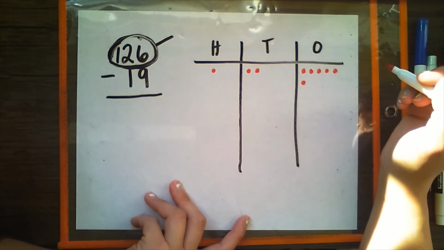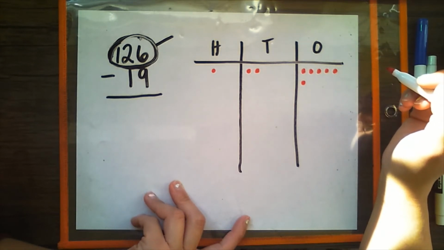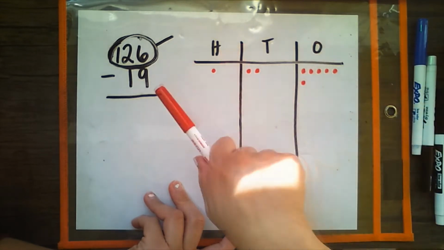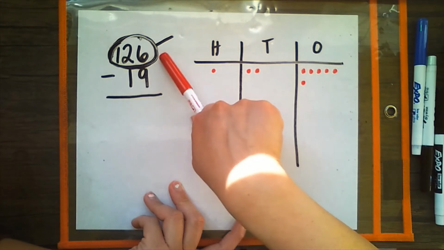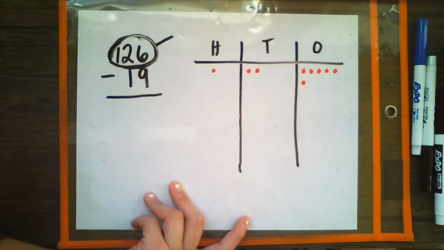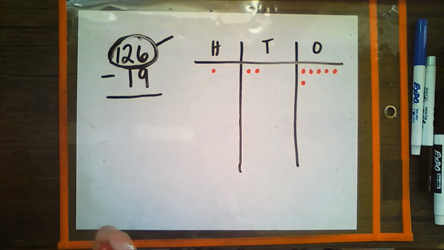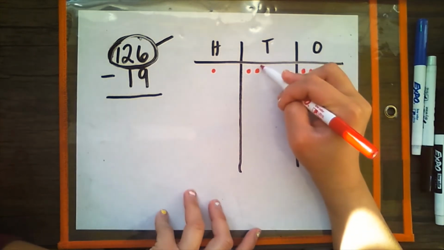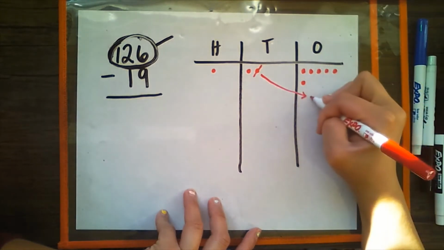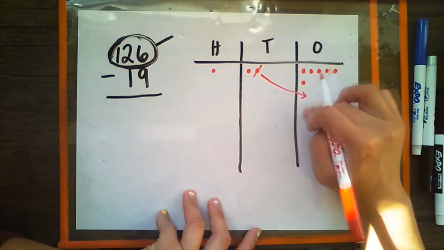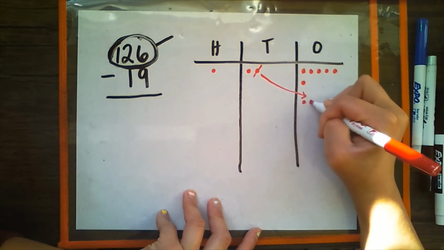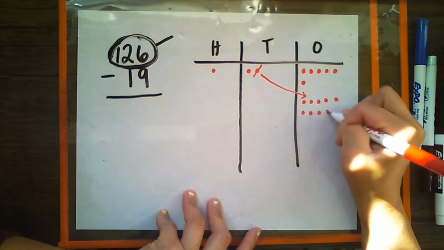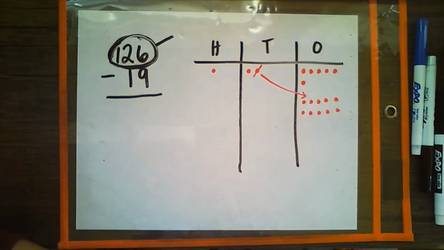Check to see if you can subtract our ones. See if there are enough ones to subtract. Can we subtract 9 ones from 6 ones? No. So, just like in the last problem, we have to unbundle a 10 and rename it as 10 ones. Okay, so we just did that.